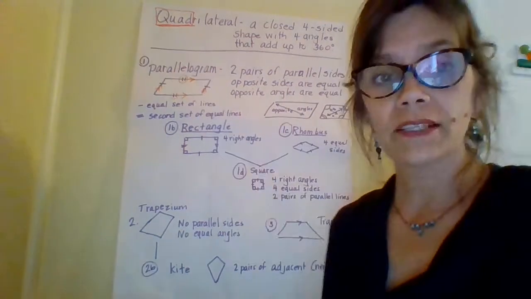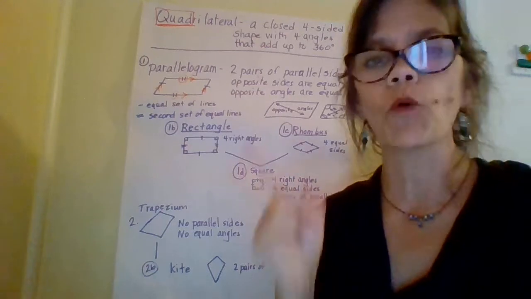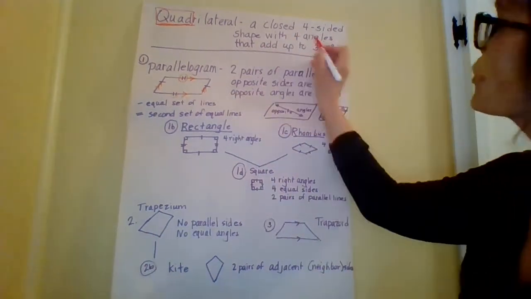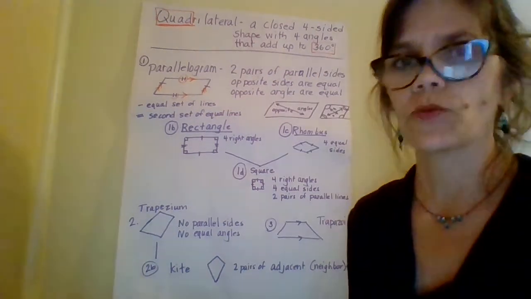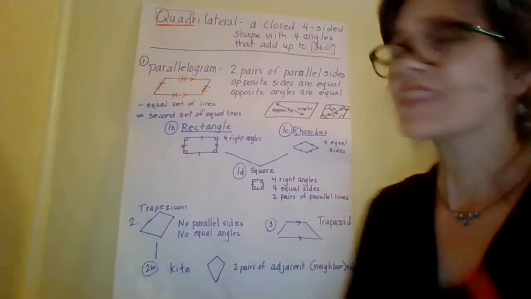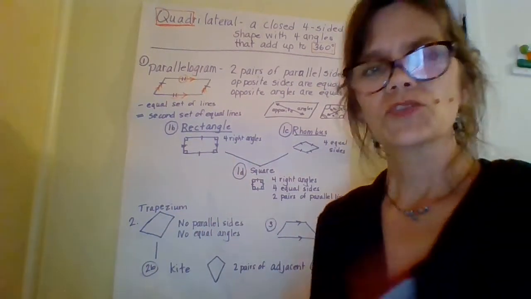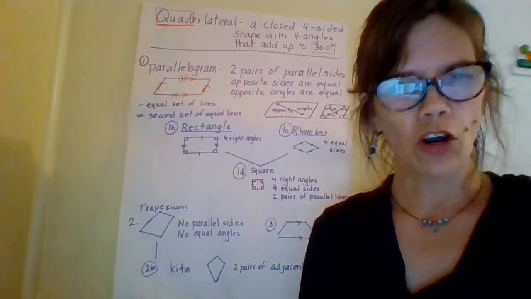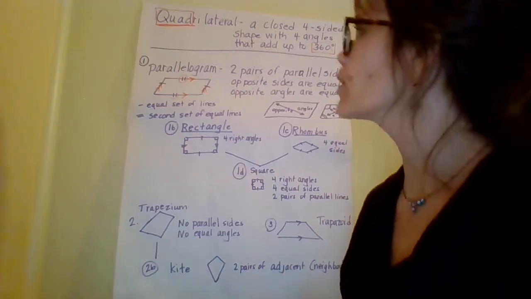And quad means four. So now we know that quadrilaterals are always going to have four sides and four angles. And the deal with the quadrilaterals is they add up to 360 degrees. Now, the thing about quadrilaterals is they're sort of all interlinked in a way that triangles aren't as much. So we're going to start with this big family of quadrilaterals that are called parallelograms.